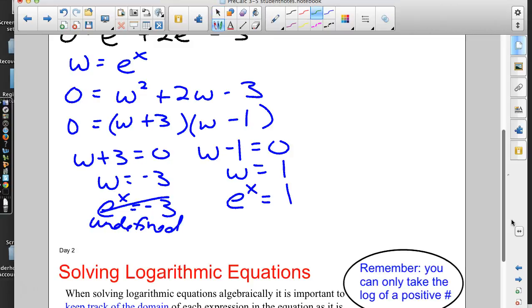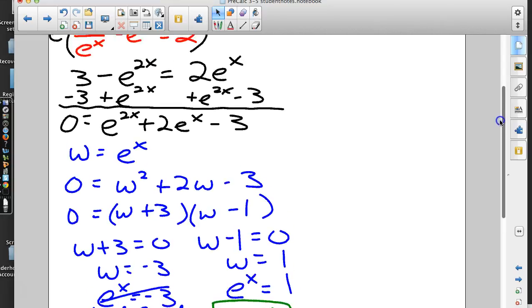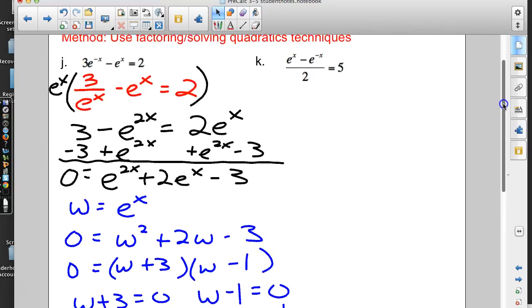Can you raise e to some power and get 1? Yeah. There it is. Got it? So if the e to the x is the part that drives you bonkers, substitute for it. Get rid of it. Which brings us to one that's a little more involved.